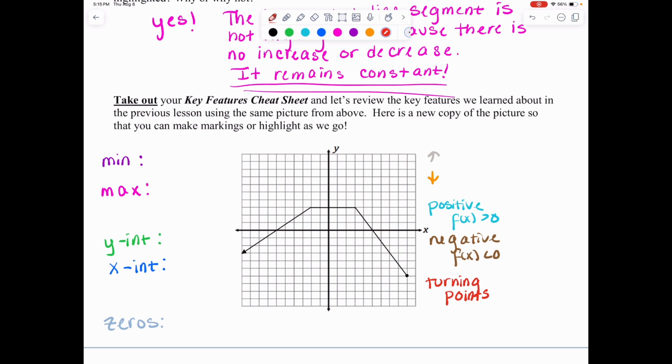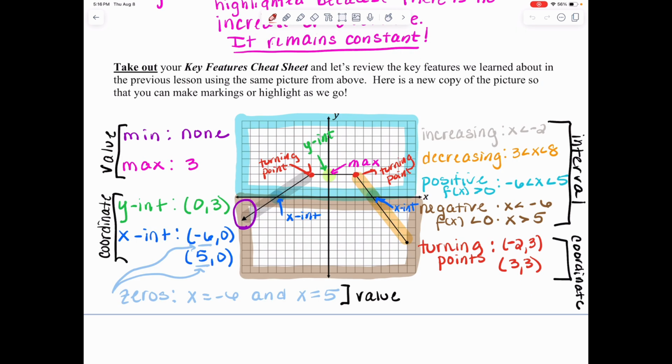Okay, so use that cheat sheet to help you try this. I want you to pause the video and try all of these on your own, and then resume the video to go over the answers with me. So here are the answers to the quick review using the picture for our lesson today.